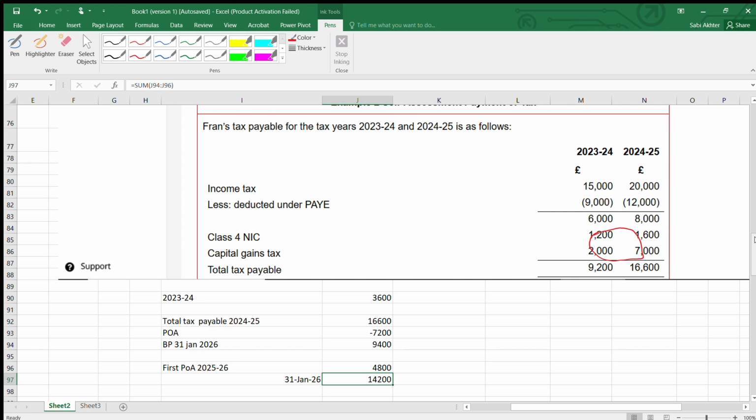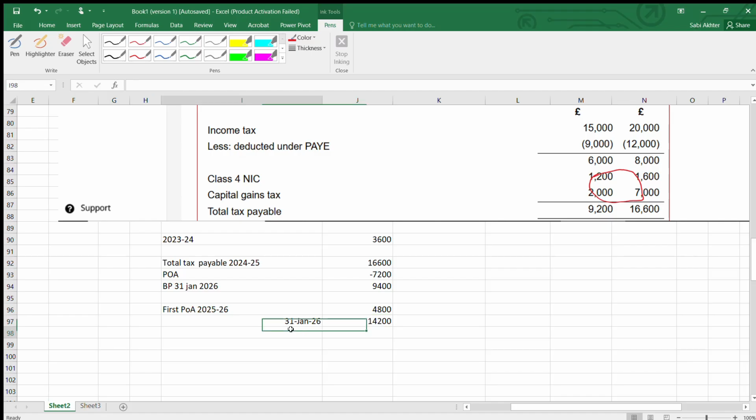Next, if you want to find the second payment on account, the second payment on account will be 31st July 2026. This is for 25-26 we are finding out. So this will be 4,800 first payment. So the second payment is 4,800.